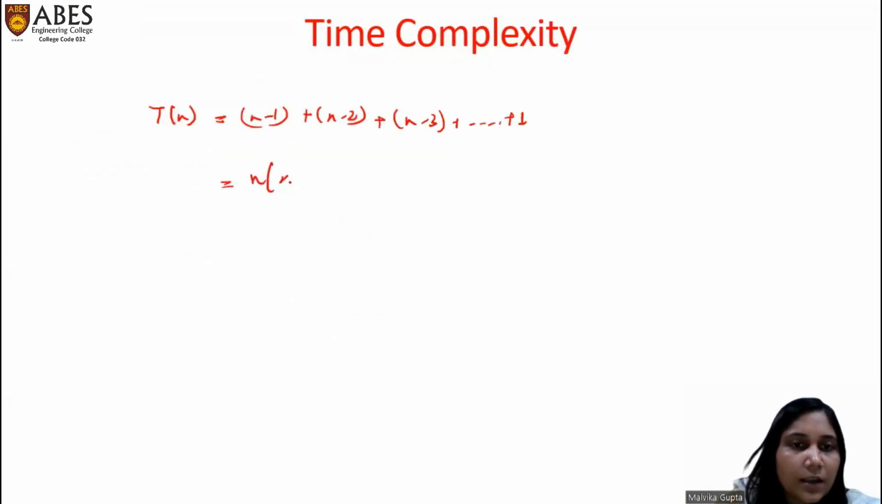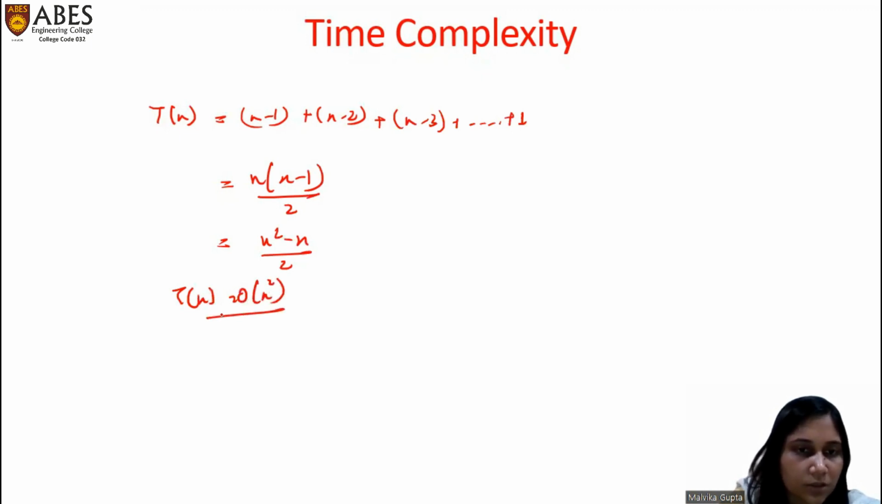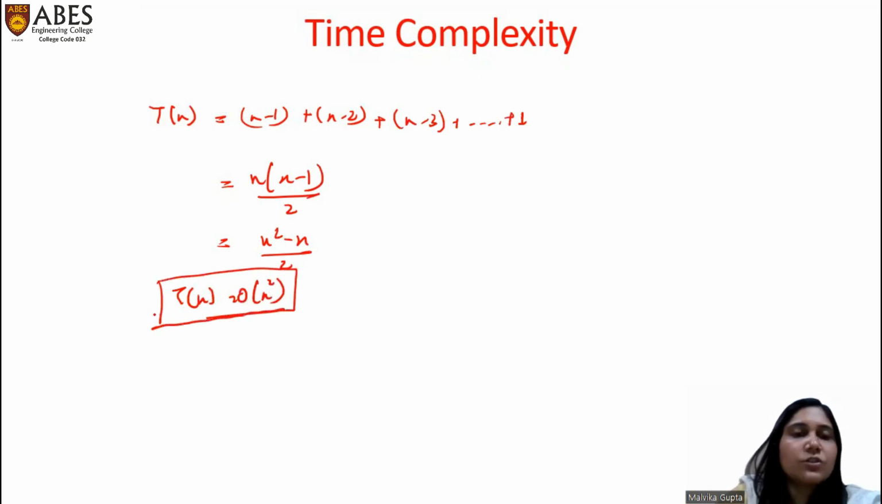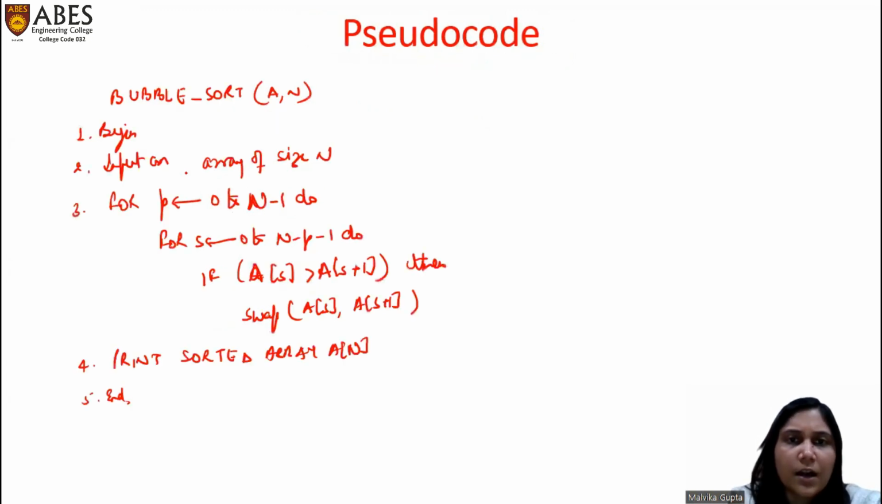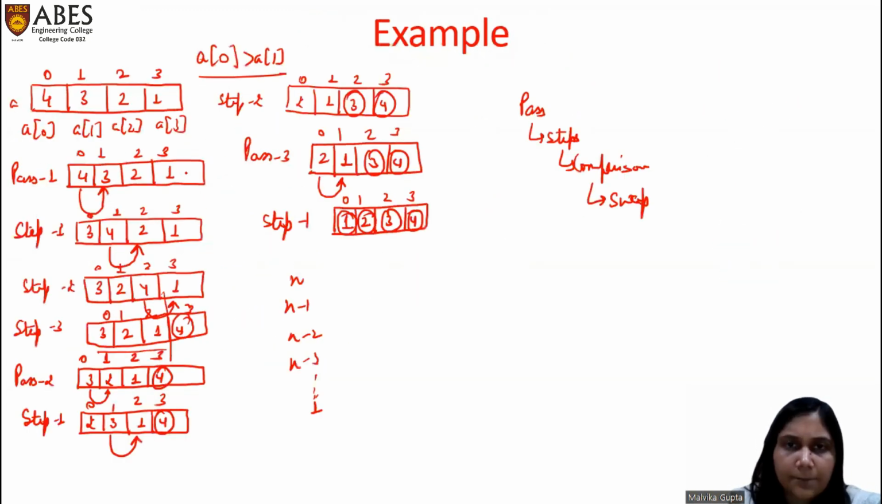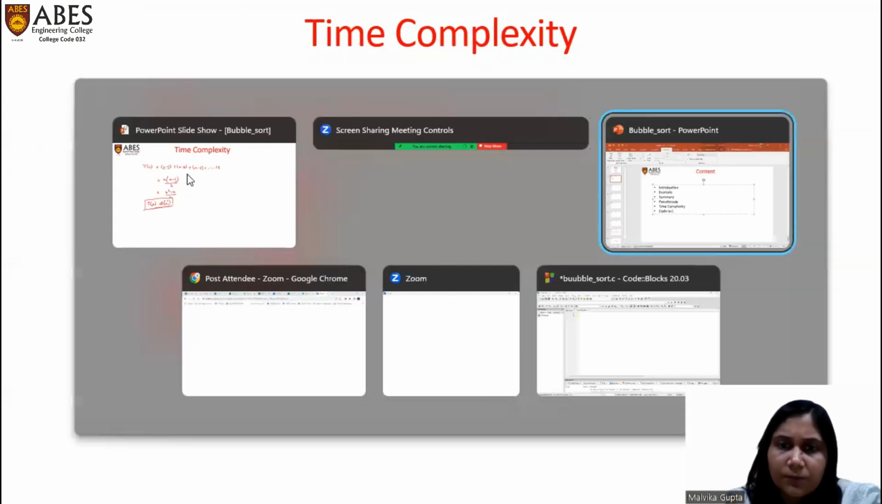So now if you see, this is n into n minus 1 by 2, and this is the formula, so T of n equals order of n square, because this is the largest term. So this is the time complexity for the bubble sort. The bubble sort runs for n square in both worst case and best case. We can also optimize this, but that we will be discussing in the next video. But for now, we can see that this is the time complexity for bubble sort. So now we have understood the pseudocode, we have understood the example.